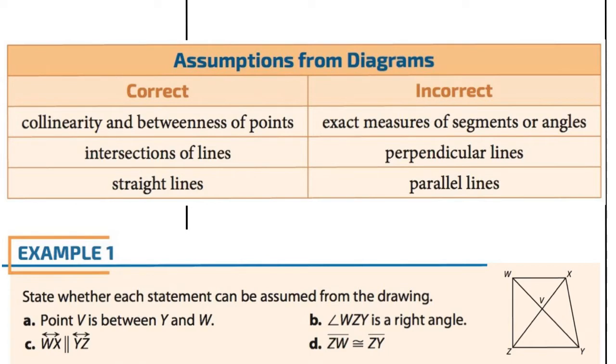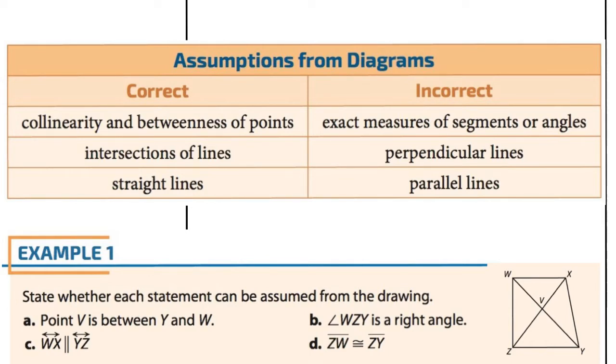An incorrect assumption would be exact angle measurements. We are not going to assume an angle measurement. Okay, we need to measure it. We are not going to assume lines are perpendicular. We're going to need to either prove that they're perpendicular or measure the right angles. And we're not going to assume parallel lines. We must either prove that, be told that within the picture with markings, or be able to measure it.